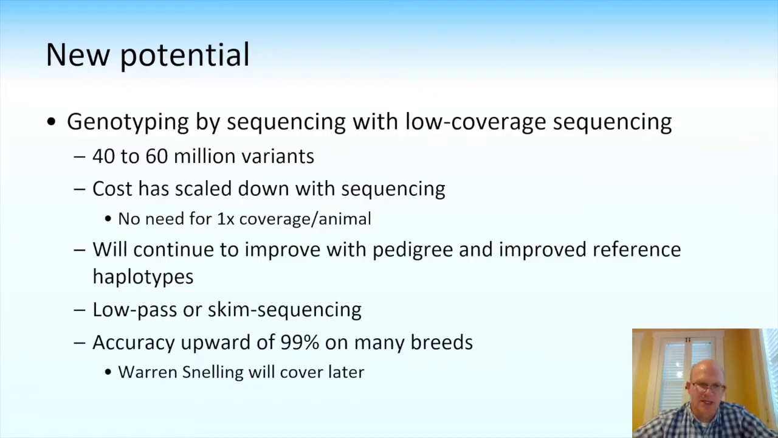The cost has been scaled down. We don't need even 1x coverage per animal. In fact, what Warren will show you later is using coverages that are closer to a half X coverage or less. And basically what's done in order to do this, that wouldn't be enough information by itself, but we're able to use reference haplotypes from fully sequenced animals with higher coverage to identify haplotypes that are out there in all of the different breeds. And based on that haplotype library and reference, we can impute to these 40 to 60 million variant polymorphisms that are spaced across the whole genome.